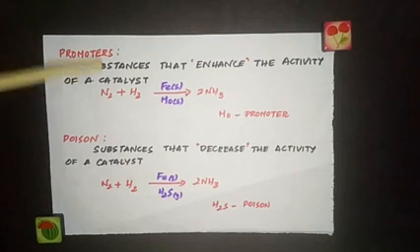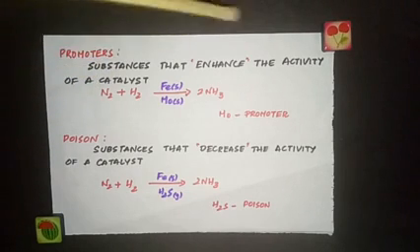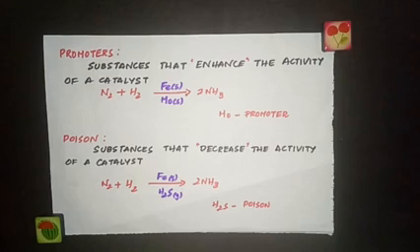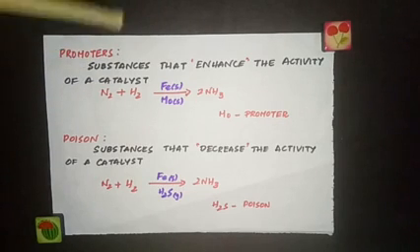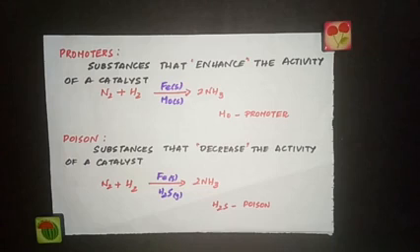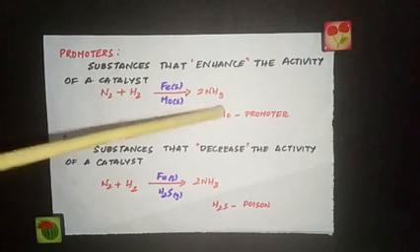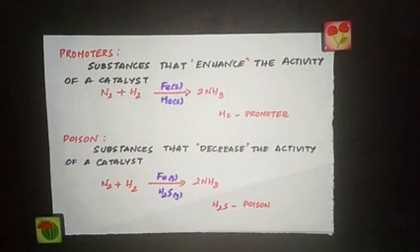It is a substance that enhances the activity of a catalyst. Catalyst will be a different substance. This is the third substance, an extra substance that you will be adding to the chemical process. This will enhance the activity of a catalyst. For example, if you are taking nitrogen and hydrogen to give you ammonia, we call this process Haber's process. This is the industrial method of preparing ammonia gas.